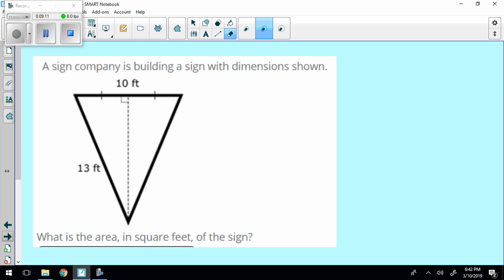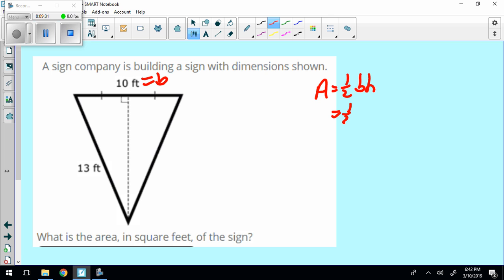Moving on to our next question, we want to find the area of this sign. Well, area is 1/2 times base times height. The base is 10. So the height is this piece here. Well, to find out that piece, we have to use the right triangle I've outlined here. The height is one unknown part. This piece would be 5.